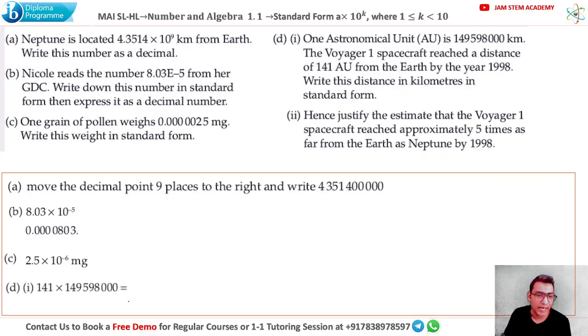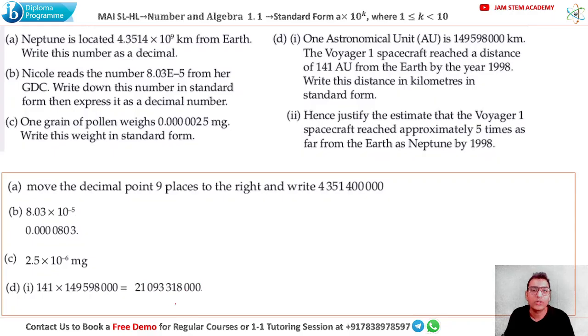When you multiply 141 astronomical units with this, what is the value of an astronomical unit? This one. So multiply this. You can use any calculator. You can use a GDC that can directly give you the answer. But okay, let's use a normal calculator and we get the answer like this.